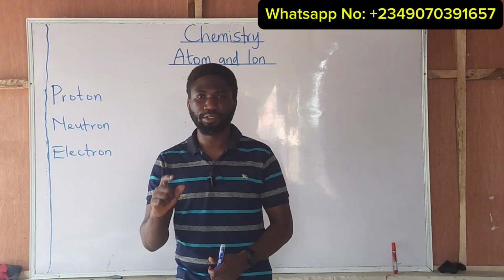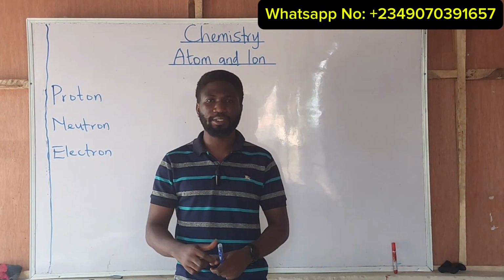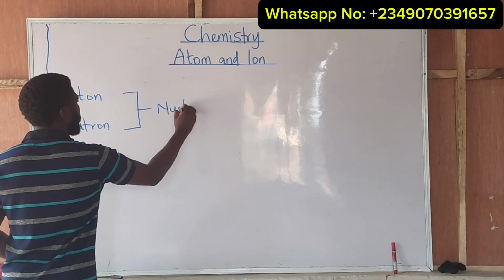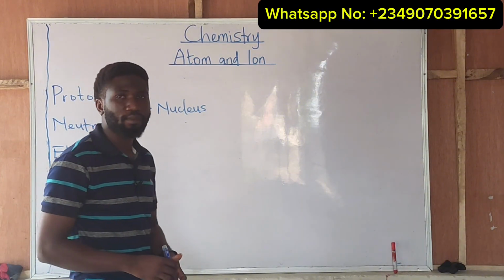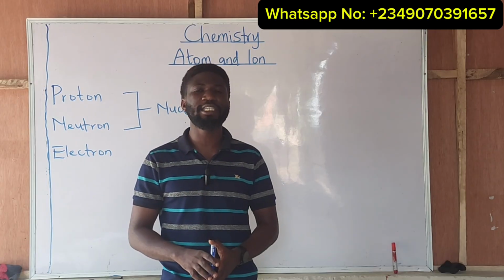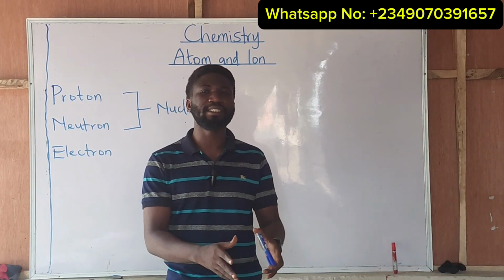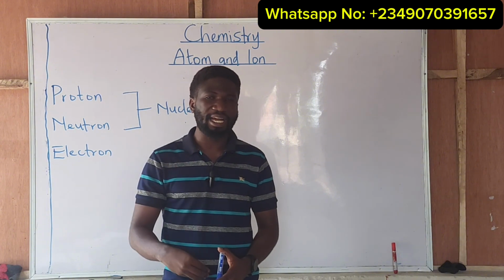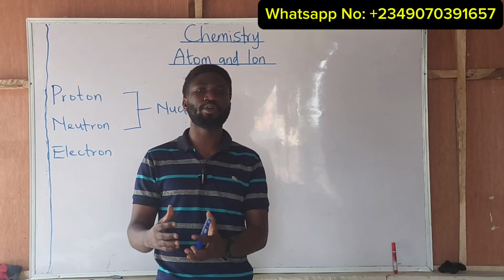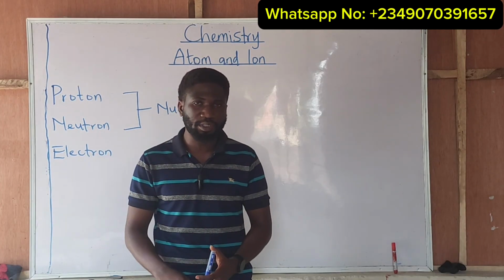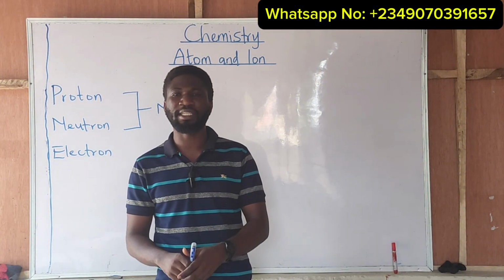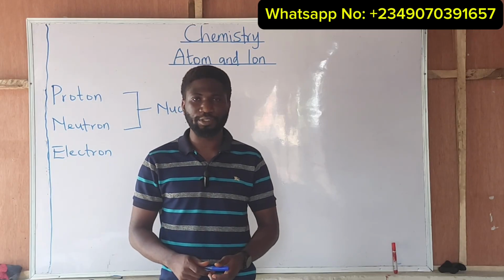Alright, the proton and the neutron, they are found in the nucleus of an atom. So we can say that an atom is basically categorized into two: the nucleus and the electron. Inside the nucleus, that is where we have the proton and the neutron. So with this, we can come to the conclusion that an atom has three fundamental particles: the proton, neutron, and electron. Just know that proton and neutron, they are found in the nucleus of an atom.